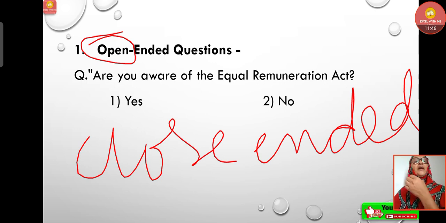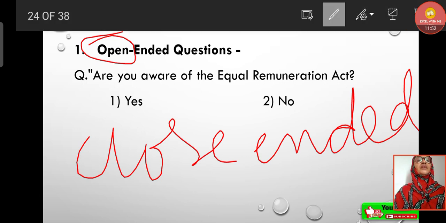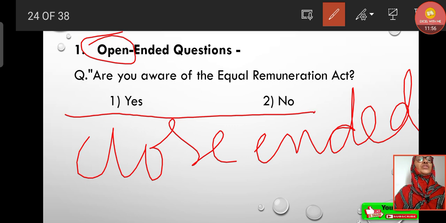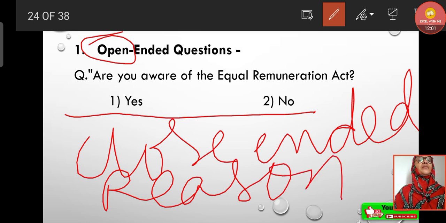An open-ended question means, are you aware? Here we will not give yes or no. If we give yes or no, again we have to ask the question, give the reasons. Then it will become open-ended. That's why I forgot to write the second one here. Are you aware of the Equal Remuneration Act?